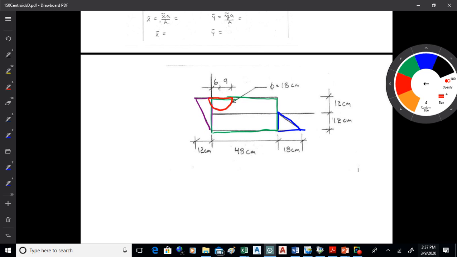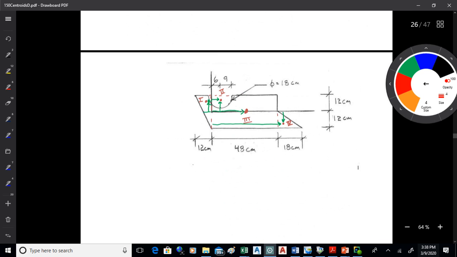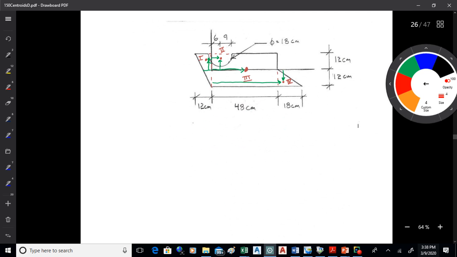Now I can go ahead and do that. Notice that that semicircle cuts across both the rectangle and the triangle, but that's okay. I can just take it out as one semicircle. Okay, so I'm going to call those parts 1, 2, 3, and 4.